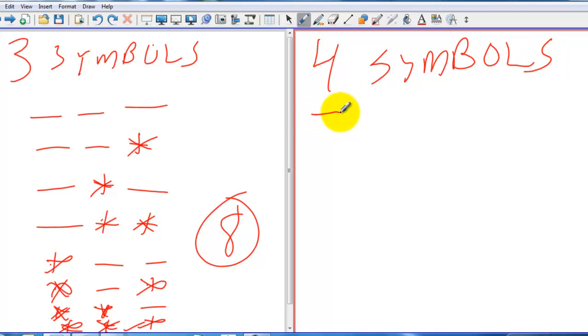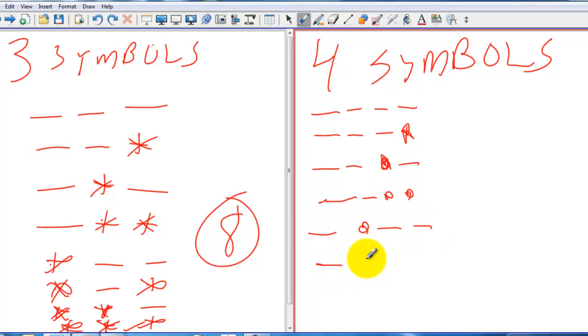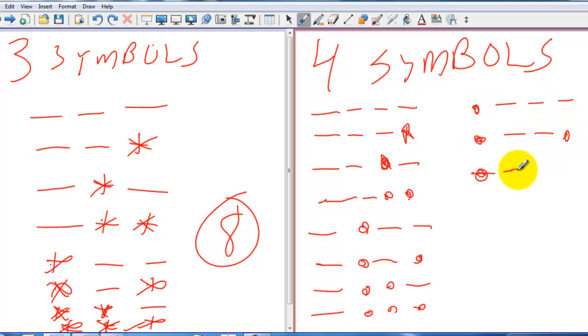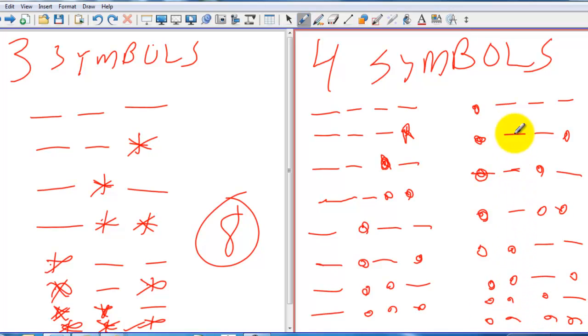4 symbols. Dash dash dash dash, dash dash dash dot, dash dash dot dash, dash dash dot dot, dash dot dash dash, dash dot dash dot, dash dot dot dash, dash dot dot dot, dot dash dash dash, dot dash dash dot, dot dash dot dash, dot dash dot dot, dot dot dash dash, dot dot dash dot, dot dot dot dash, dot dot dot dot. 1, 2, 3, 4, 5, 6, 7, 8, 9, 10, 11, 12, 13, 14, 15, 16.